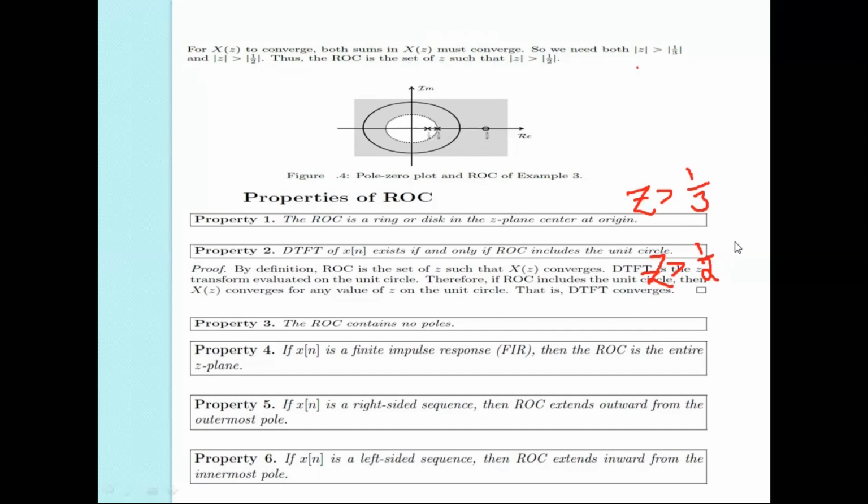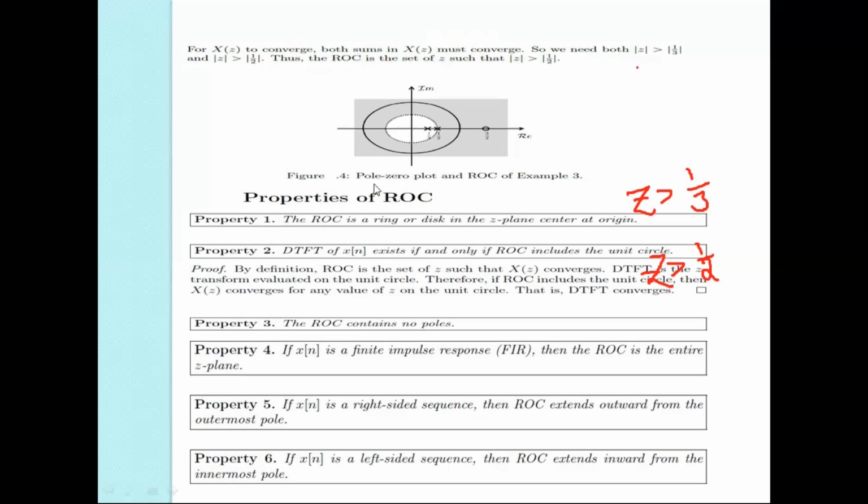1/2 is 0.5, and 1/3 is around 0.33. So 1/3 here and the 1/2 here. The value 1/3 is less than 1/2. So the ROC is the set of z such that |z| is greater than 1/2, only.